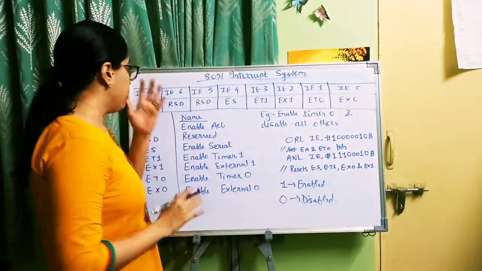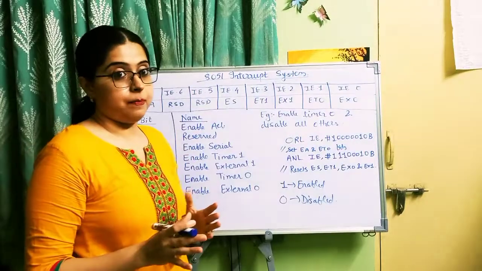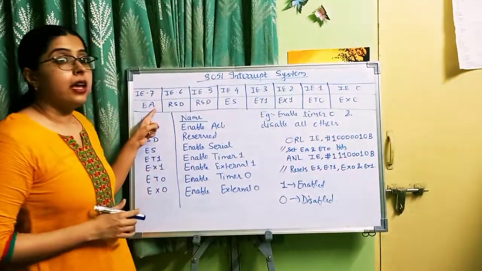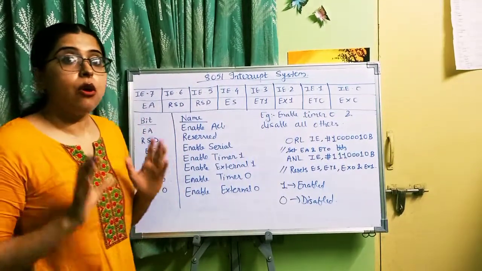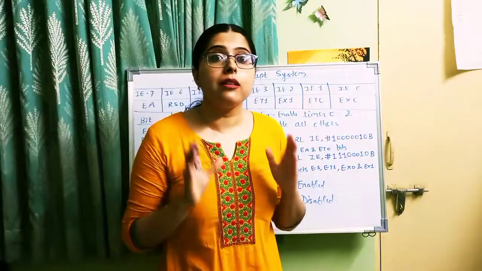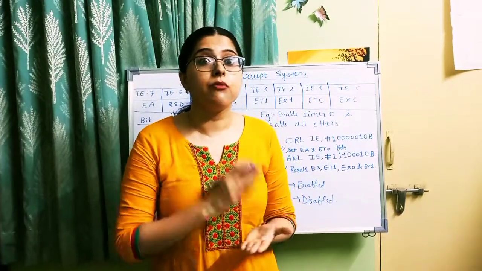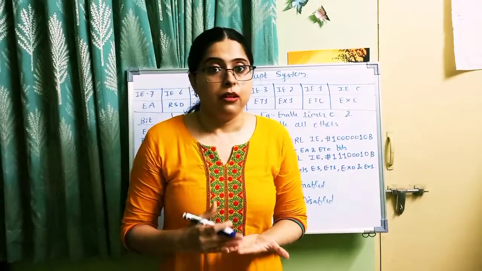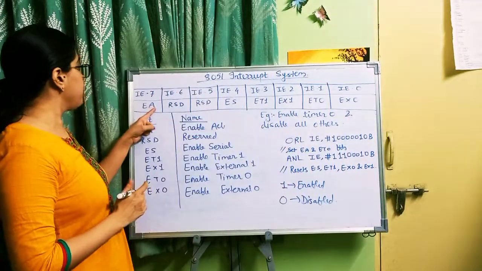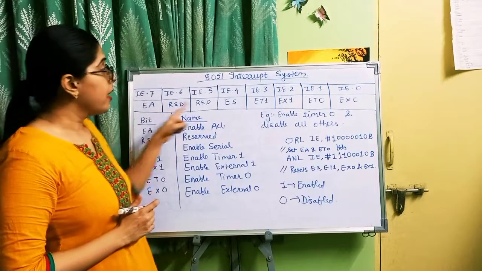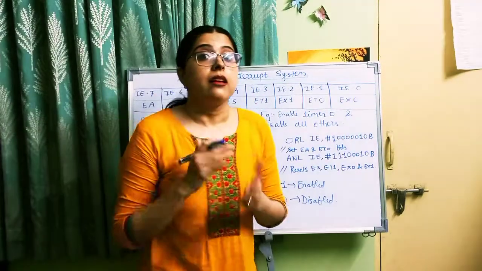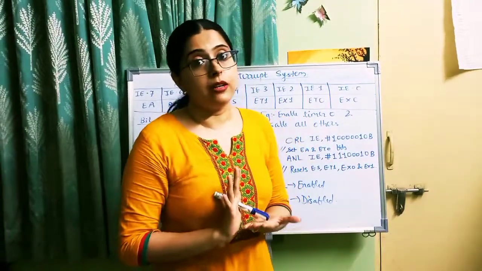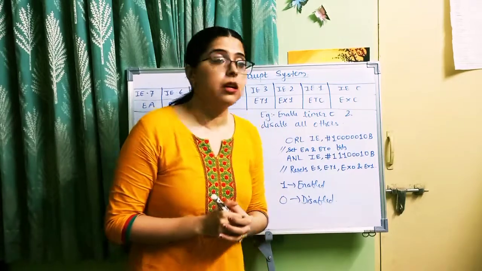Okay. Now, the importance of EA. This EA has to be 1 in order to enable all the interrupts. EA, enable all, has to be 1. For example, if enable all is 1 and ET1 is 1, then the timer 1 interrupt will be enabled.